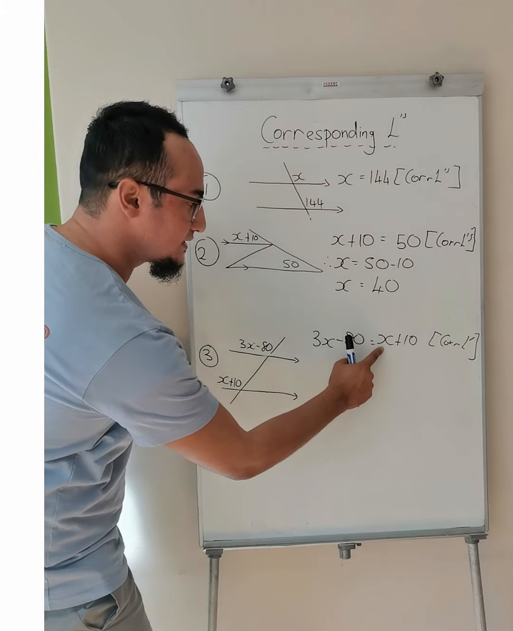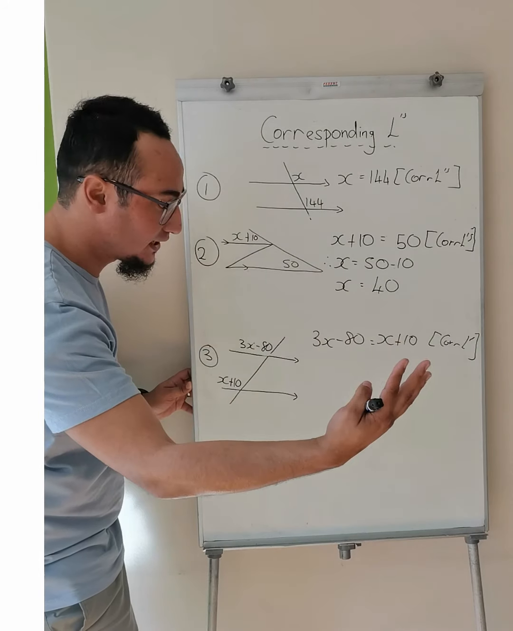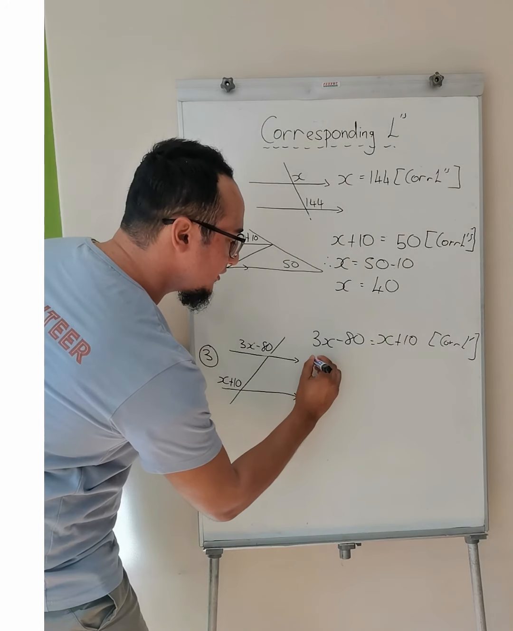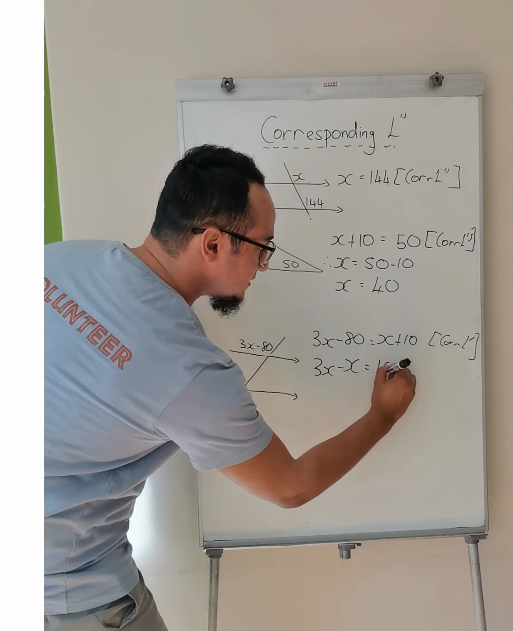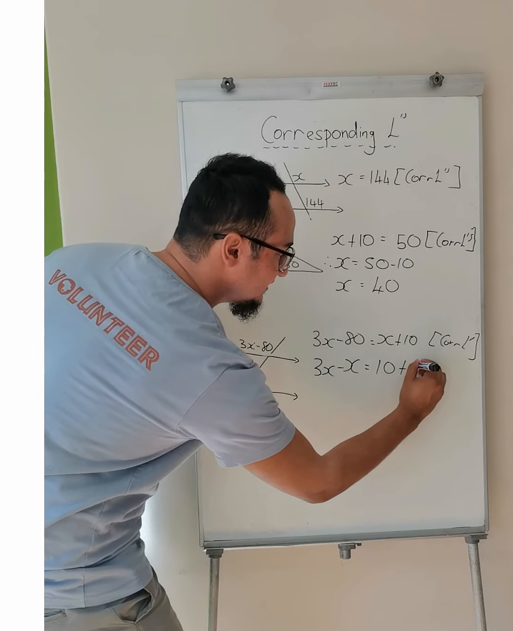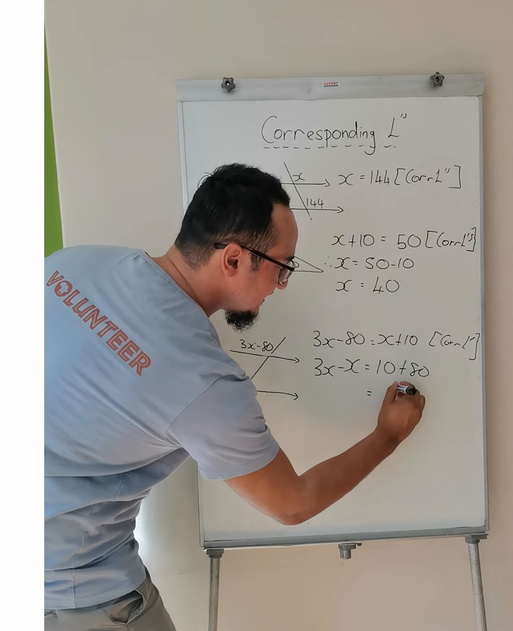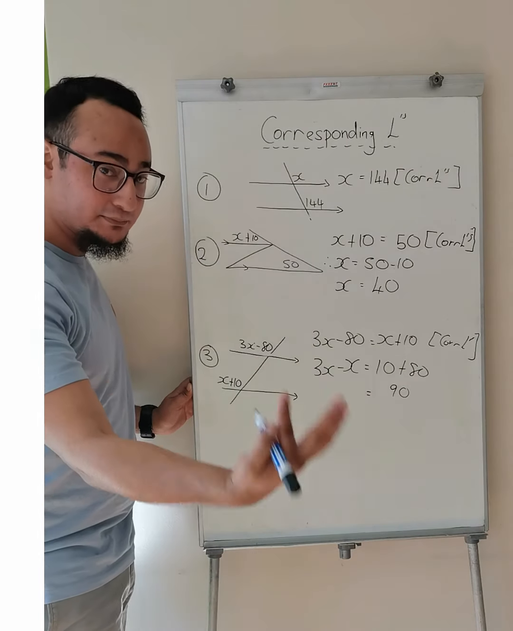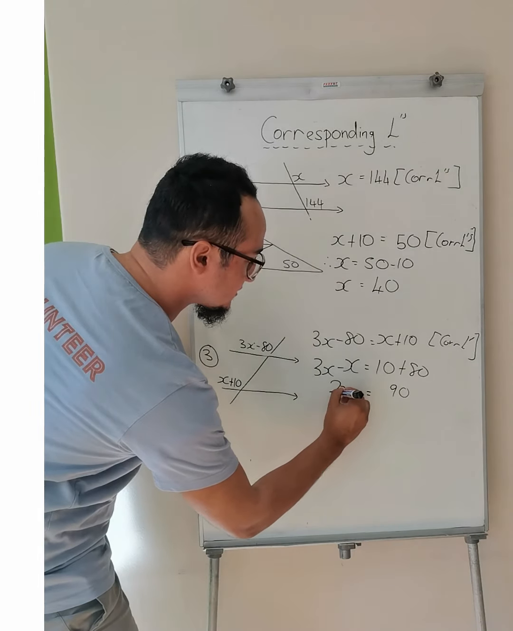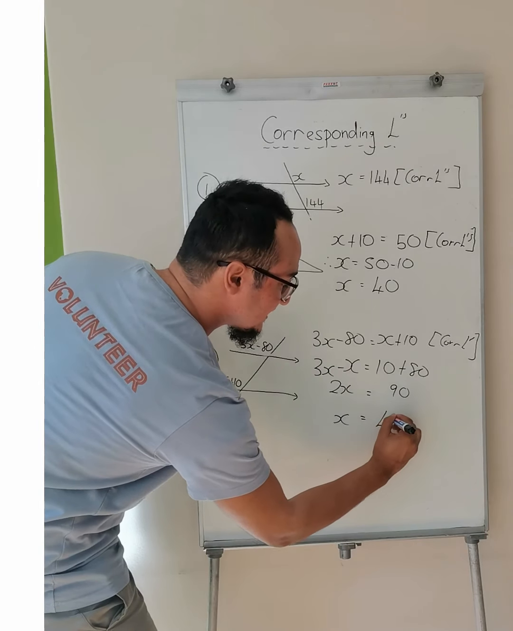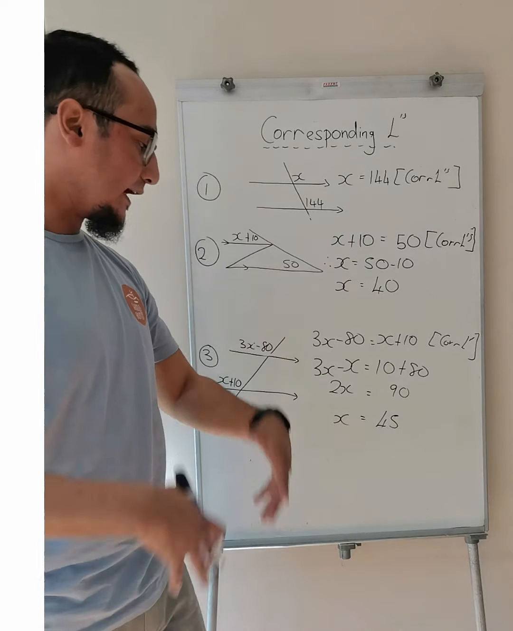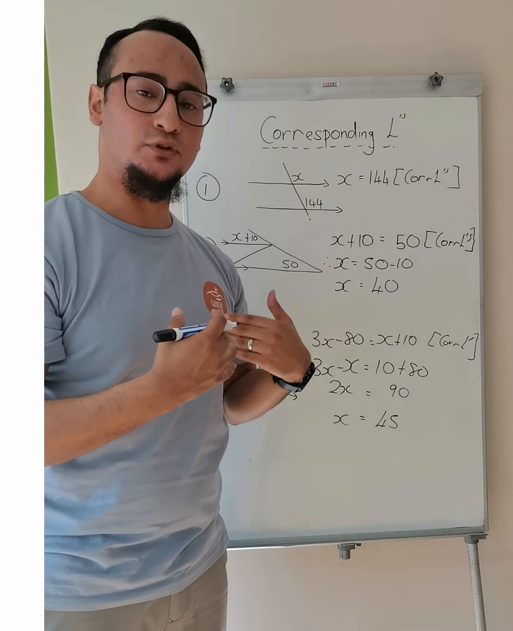Right, so basically x is one side, numbers on the other, an equation. So 3x minus x is equal to 10 plus 80. 10 plus 80 is 90. 3x minus x is 2x. Divide both sides by 2, and therefore x is equal to 45. Now, the answer of x is 45.